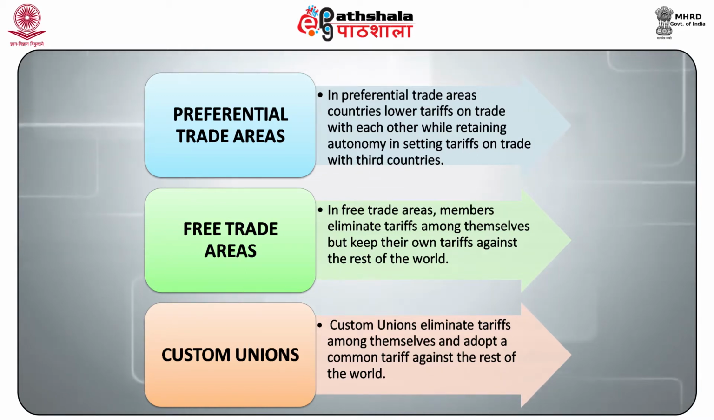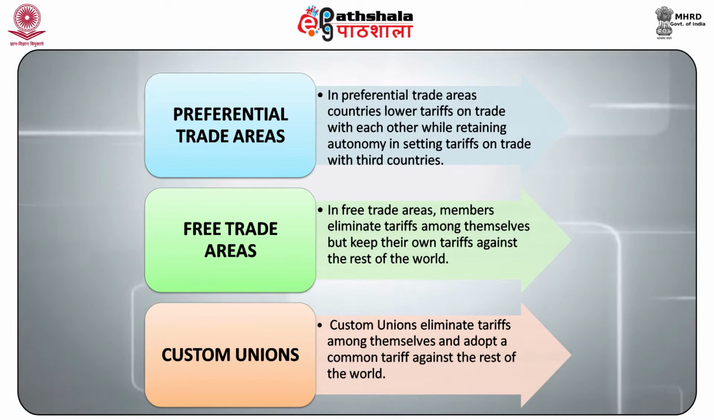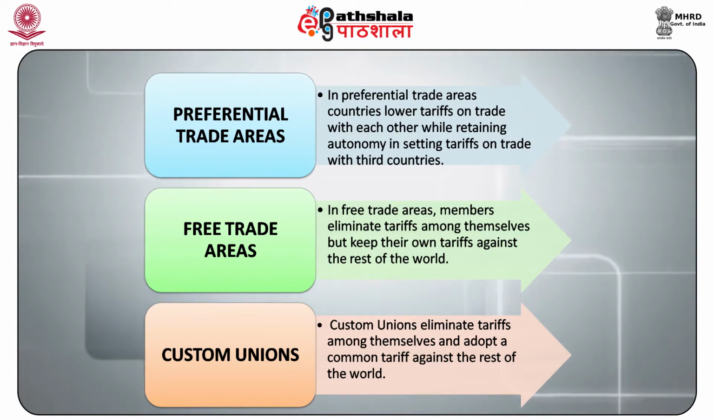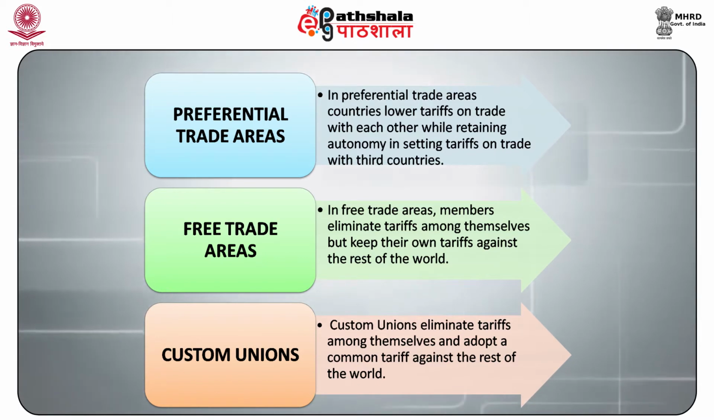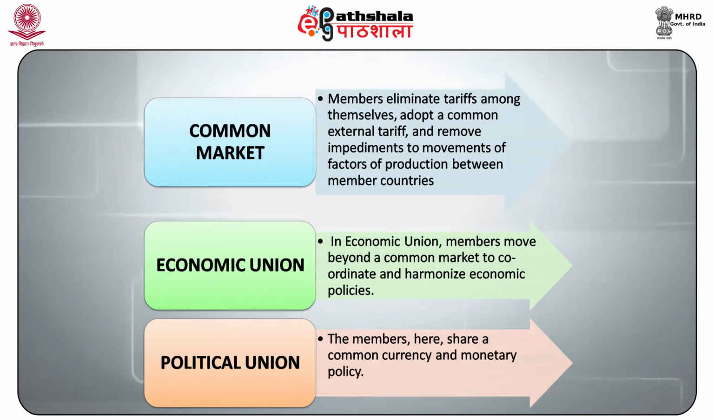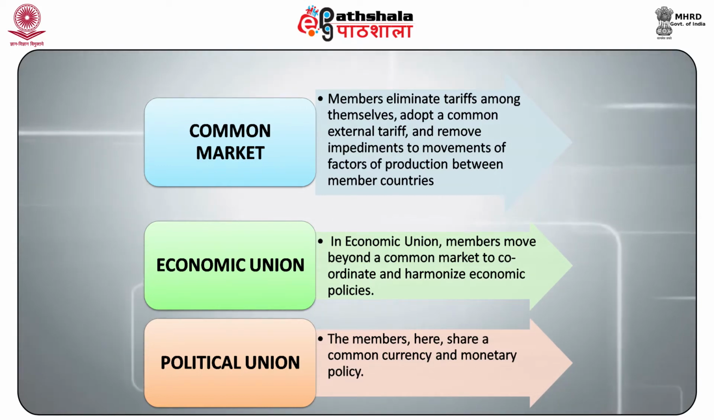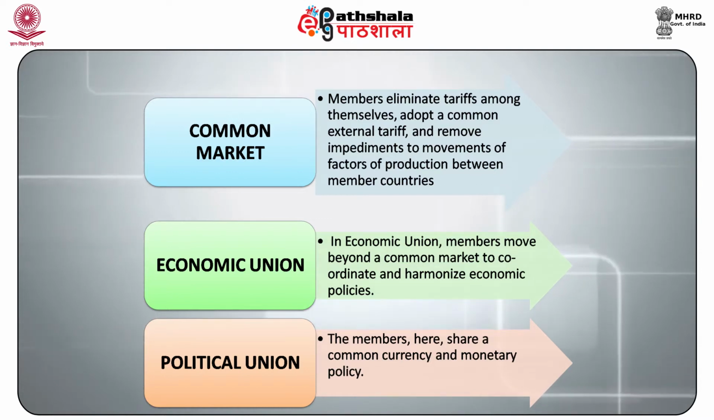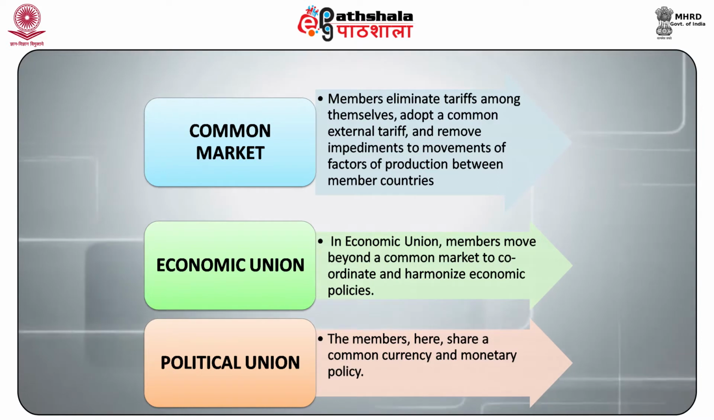A customs union eliminates the tariffs amongst themselves and adopts a common tariff against the rest of the world. Mercosur, the Andean Pact, the Central American Common Market and so on are examples of a customs union. Then comes the next stage, which is the common market. Members eliminate tariffs amongst themselves, adopt a common external tariff and remove impediments not only to trade but to all other factors of production amongst the member countries. This is the case with the European Economic Community.